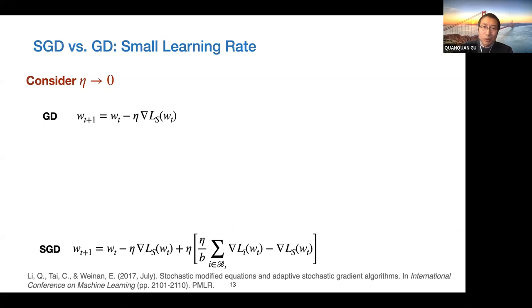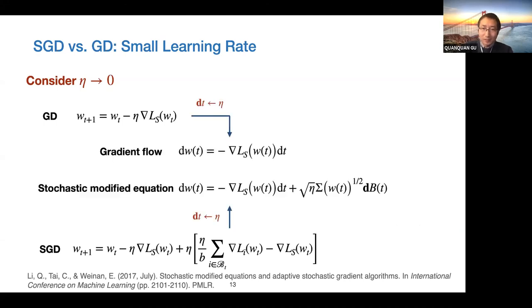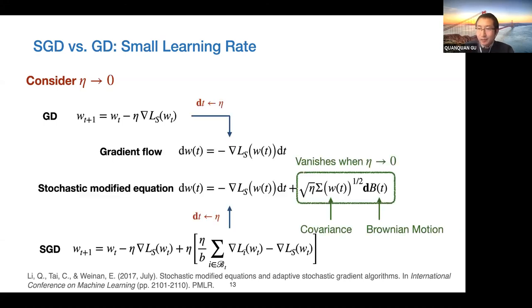That's why in a previous slide I commented that if you can prove the implicit bias of gradient flow, then it's not that difficult to prove the implicit bias of stochastic gradient descent, if you restrict yourself to the regime where the learning rate is very small, the infinitesimal step size setting.